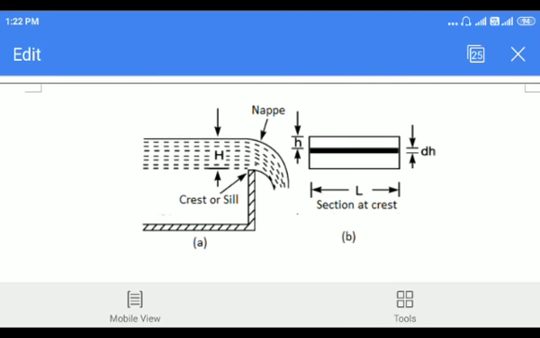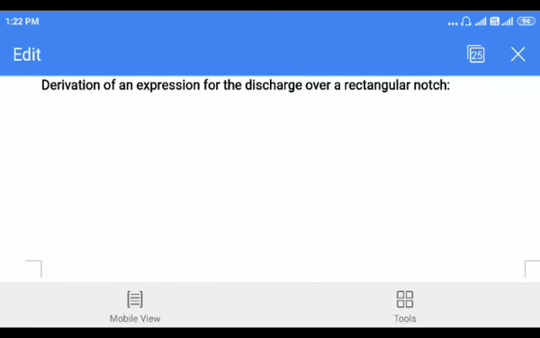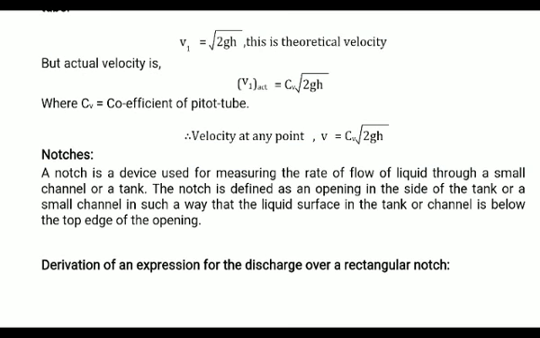In notches we have different types: rectangular notch, V notch. These are some of the examples of notches. A notch is an opening area. Basically these are devices for flow measurement in channels and tanks. All these devices, venturimeter, orifice meter, pitot tube, and notches, whether V notch or rectangular notch, are used as flow measuring devices, where water may be flowing, or oil, or some other fluid. Thank you.